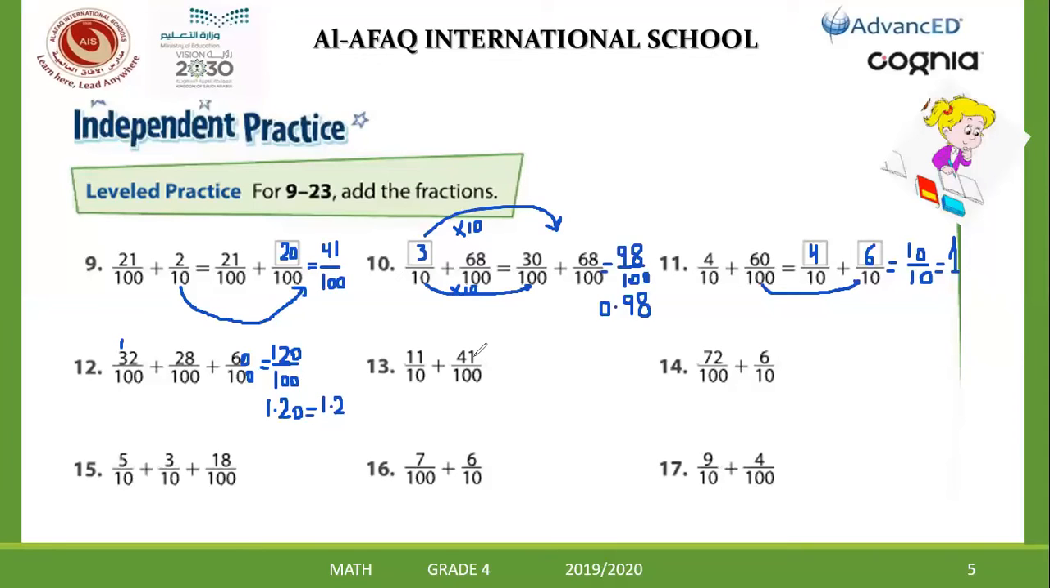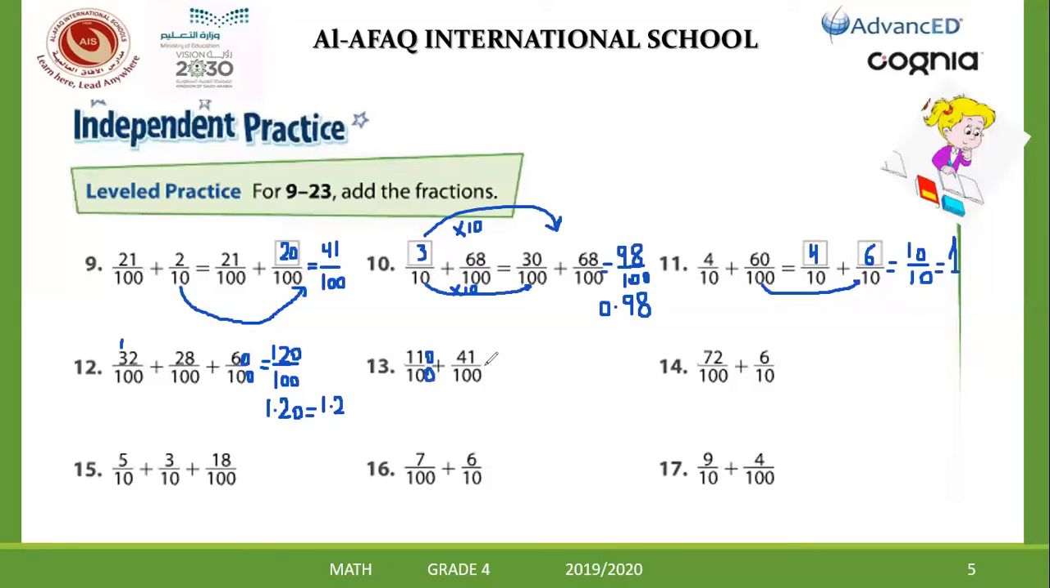So it cannot here be divided by 10. So here, easy for us to change the fraction with denominator of 10 to the fraction with denominator of 100 by multiplying. So here, 11 multiplied by 10 will be 110. And 10 multiplied by 10 will be 100.